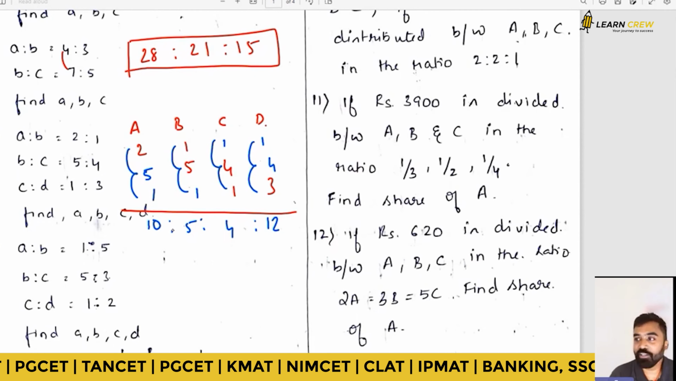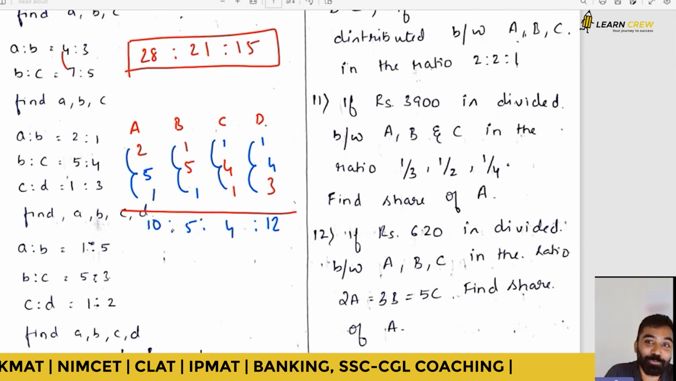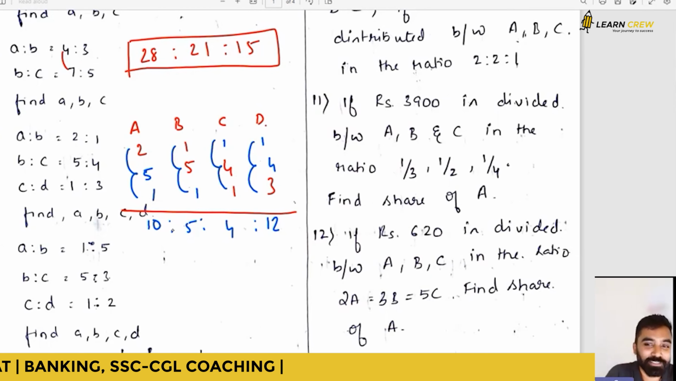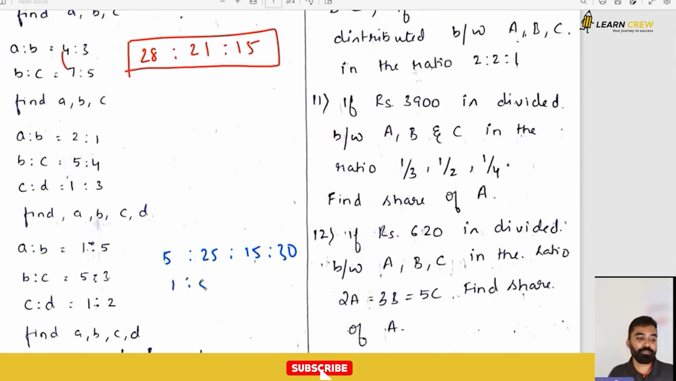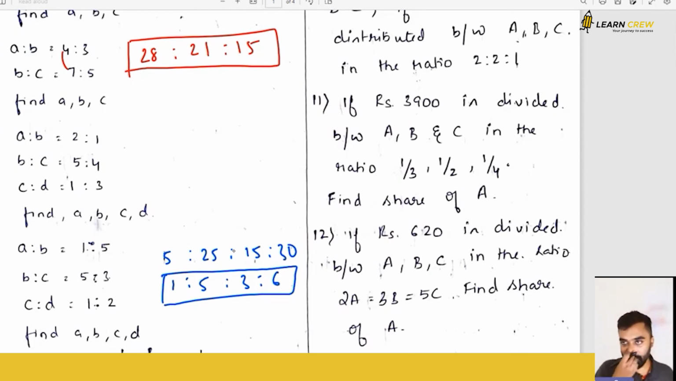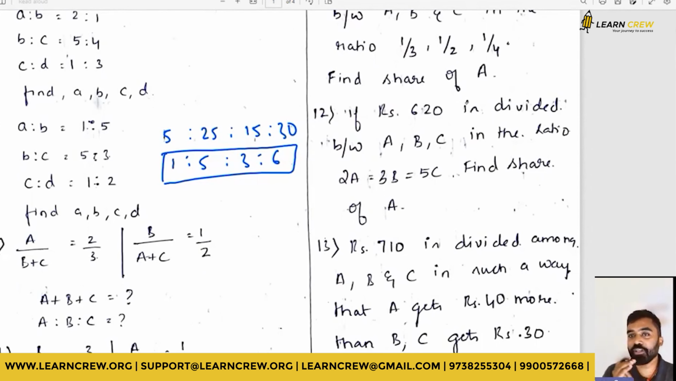Any doubts? With the first method, you need to use a longer one, and that's not required. Fifth one: 5 is to 25 is to 15 is to 30. Can you simplify this? 1 is to 5 is to 3 is to 6. Simplify the ratio, whatever it is. Okay, the first two concepts are clear.